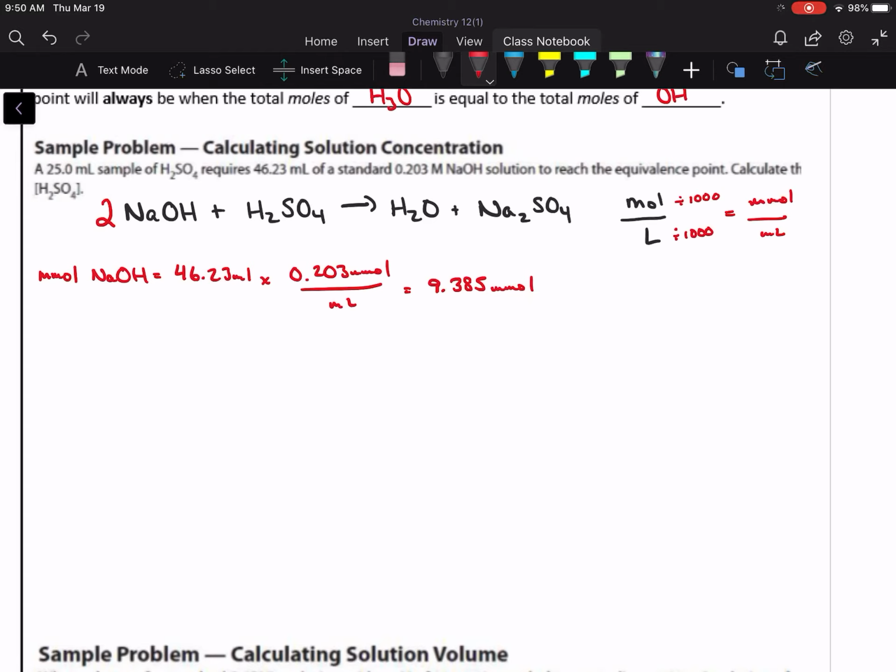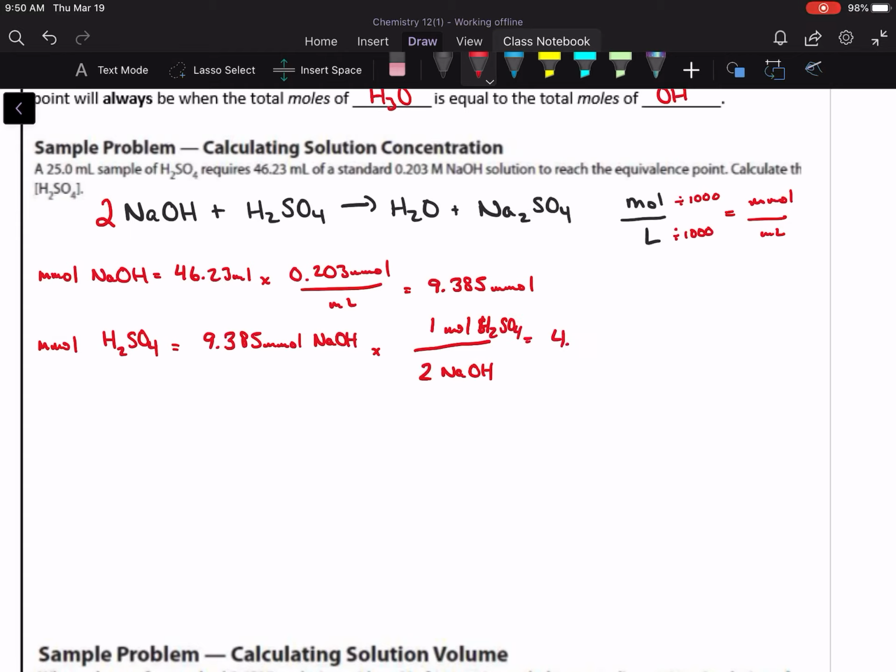Now, next I want to figure out my number of millimoles of my analyte, which is the sulfuric acid, the thing I'm trying to find the concentration of. I know that if I have 9.385 millimoles of sodium hydroxide, and here's where my mole ratio is going to come in, 2 moles of sodium hydroxide are required to neutralize 1 mole of sulfuric acid, H2SO4. Okay, so that's 4.692 millimoles of sulfuric acid.